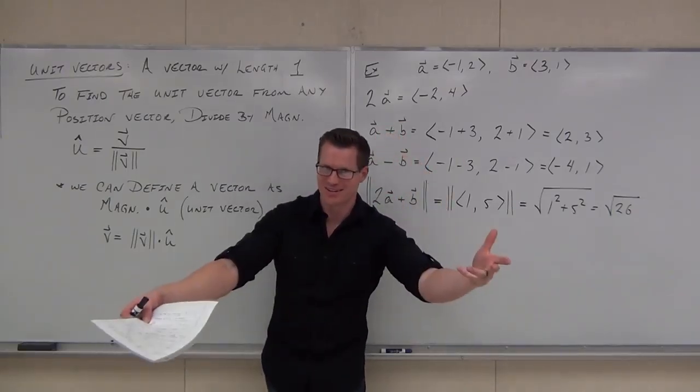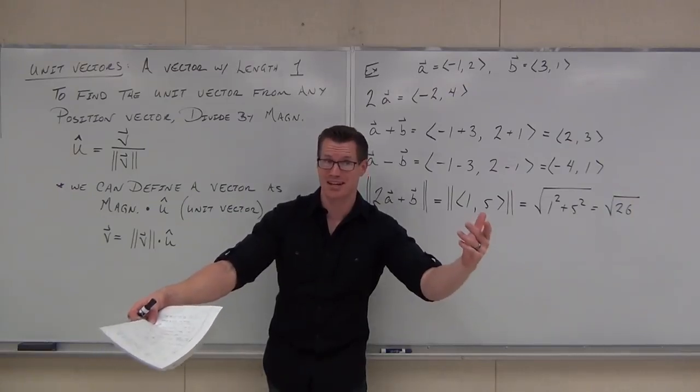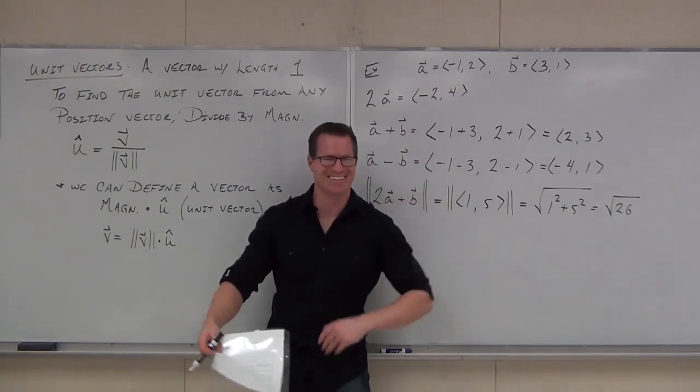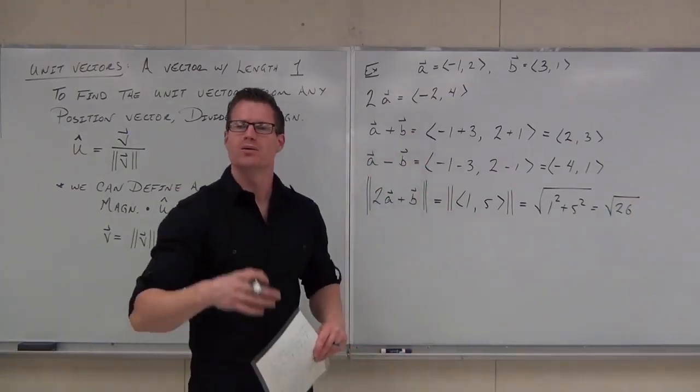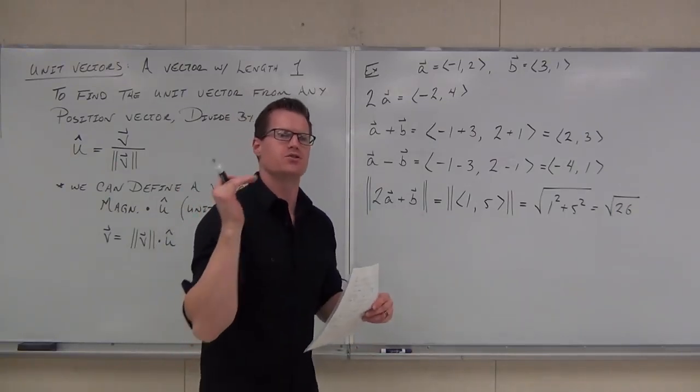Unit vector, direction. Let's try this again. Unit vector? Direction. Oh, you got it. Geniuses, all of you. That's right. So unit vector means direction. It's giving us the direction of our vector.